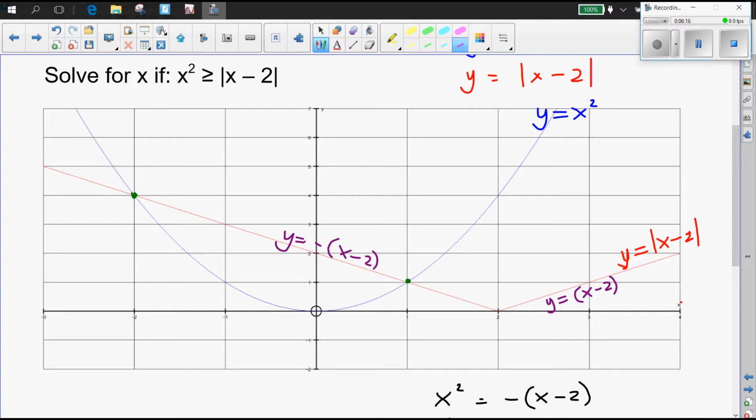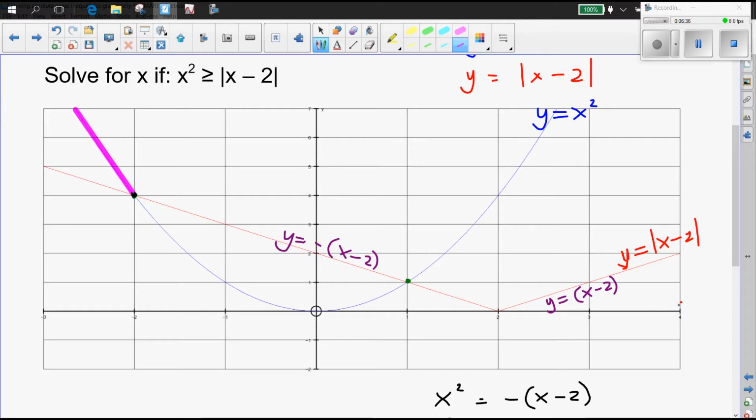Now, if we look at all values of x smaller than x equals negative 2, we see that the arms of the parabola lie above the arms of the absolute value graph, or we can say that the y values of the parabola are more than the y values of your absolute value graph.